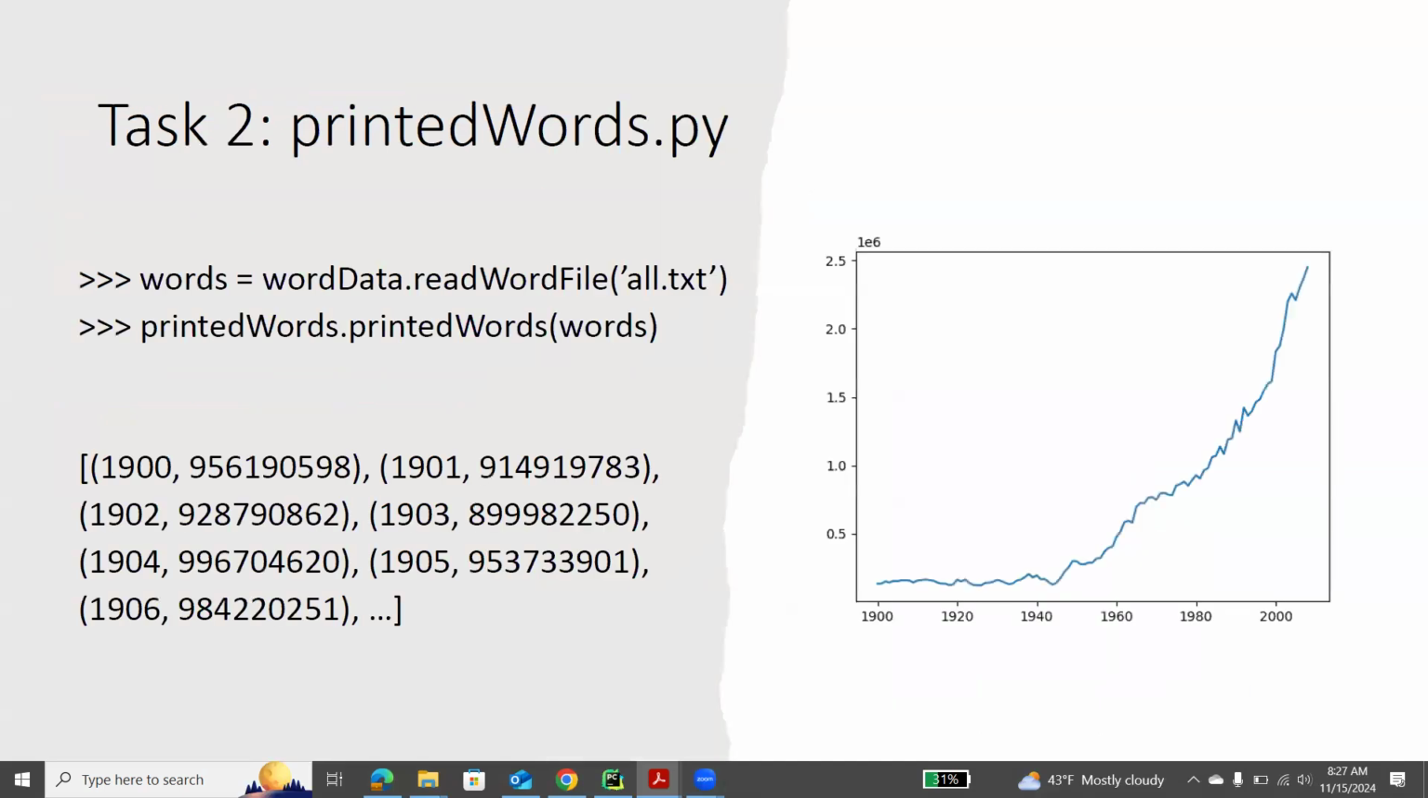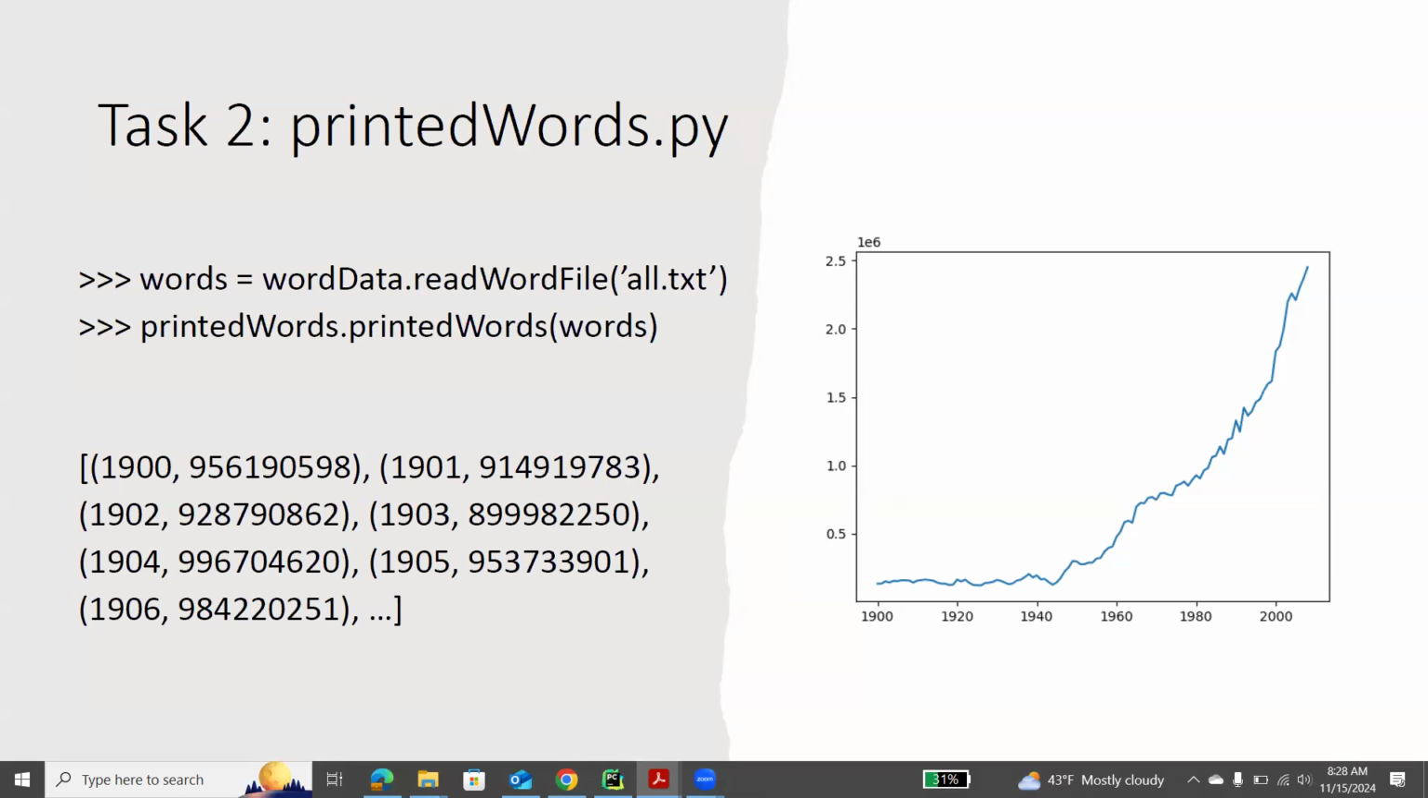Okay, so this is task 1, to count frequencies of characters. Task 2 is to calculate how many words were printed for each year. So, for example, this is the list of tuples. Each tuple has a year and the number of words printed during this year.